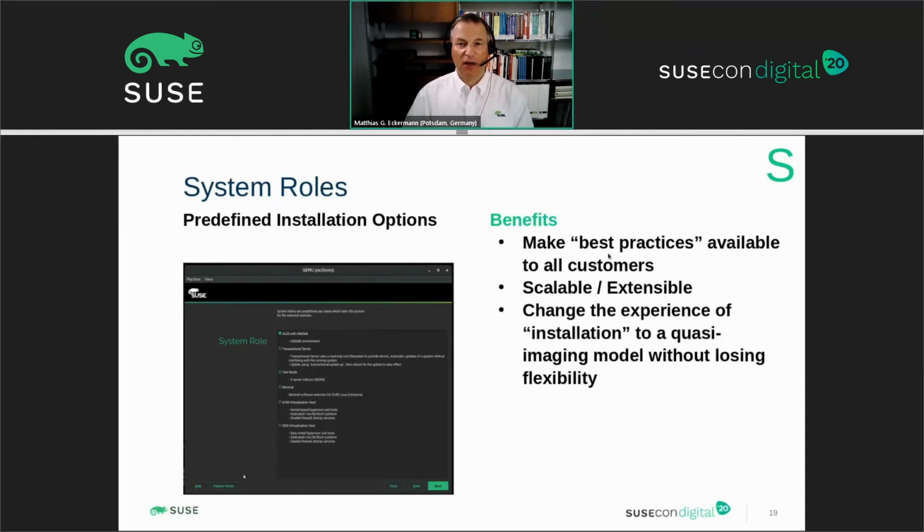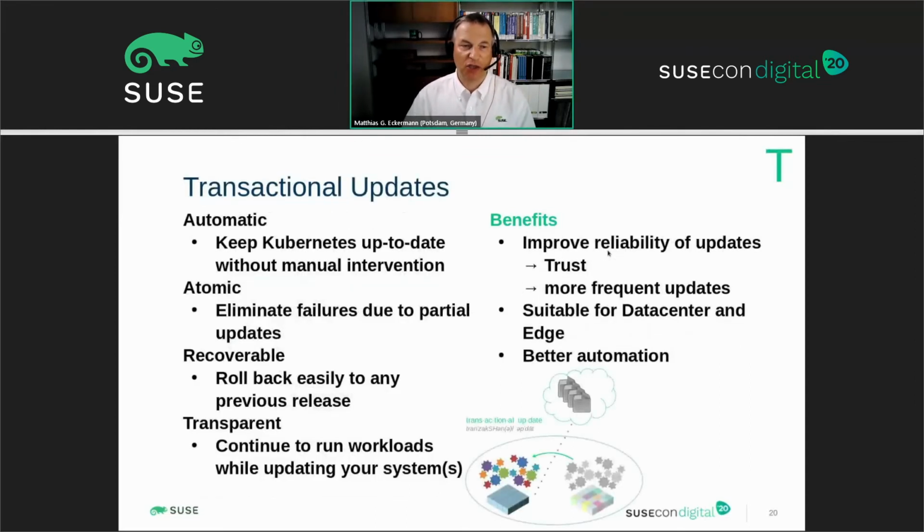When we talked about Edge OS before, when we talked about Immutable OS before, I mentioned that there is a technology called Transactional Updates. So what does this mean? Transactional Updates means that updates are automatic. It means, so for example, a Kubernetes cluster is up to date without manual intervention.